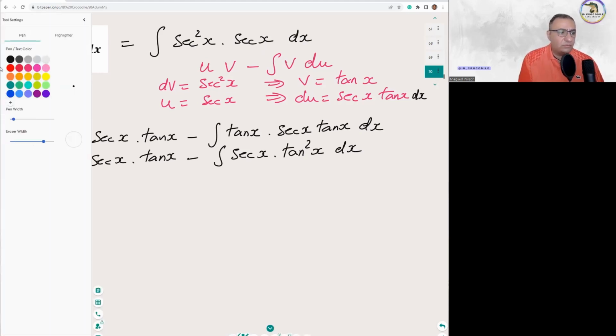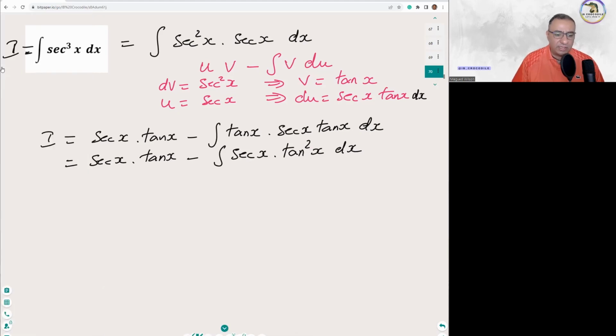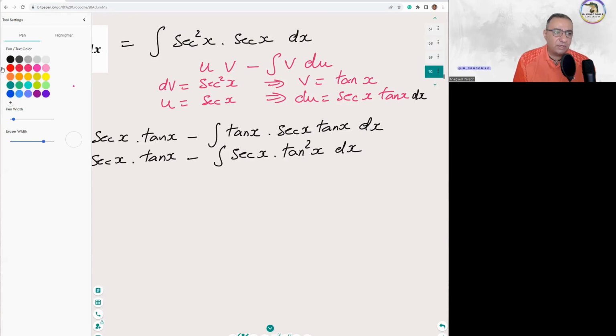Because again, I have sec times tan squared, which is two functions that have no relation. Or maybe you can use one of the identities. Let me try using one of the identities.